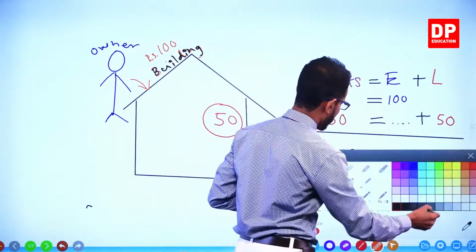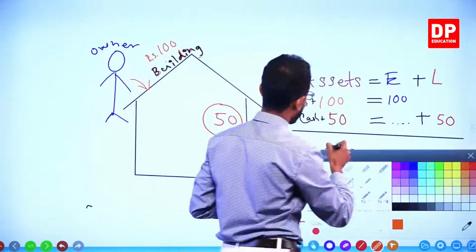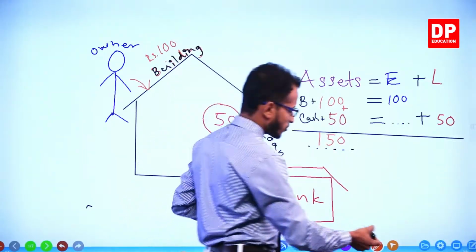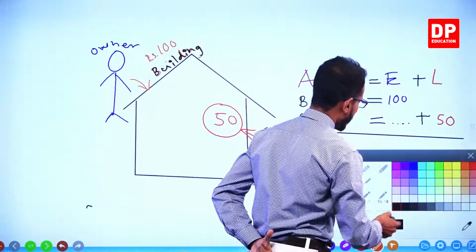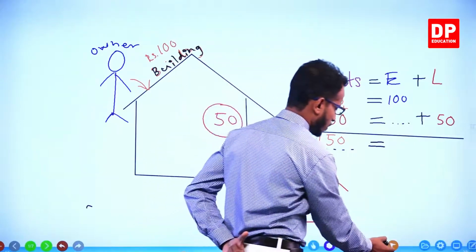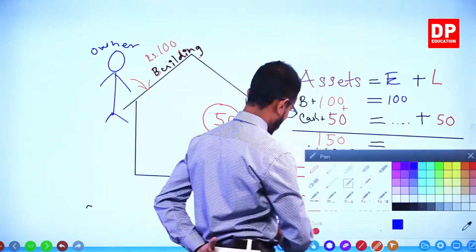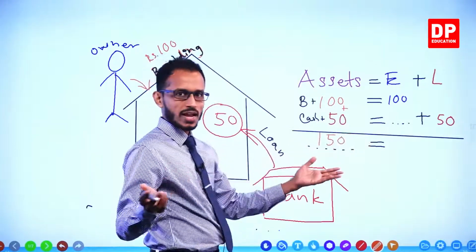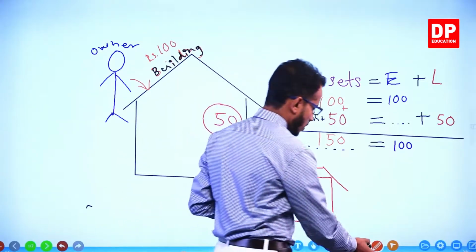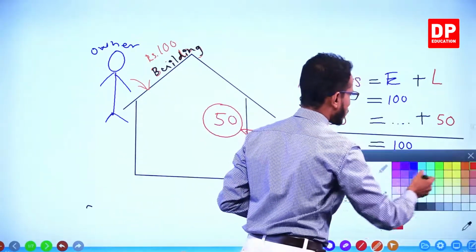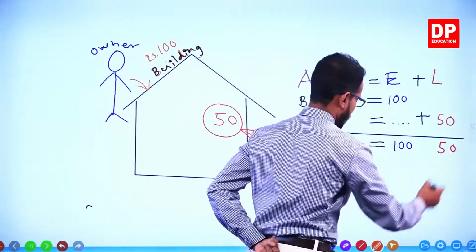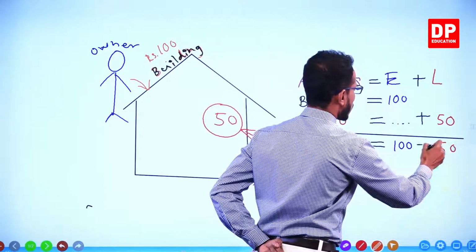150, that is 150. 150 total assets. How much of equity is there? Tell me, what is the value of equity? 100. Well, there's no calculations, it's 100. And how much of liability is there? What is the value of liability? That is 50. All right.